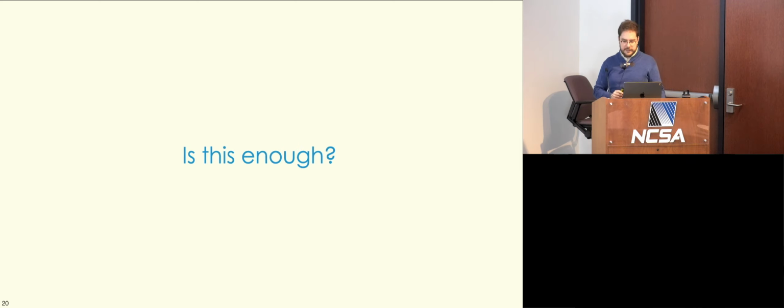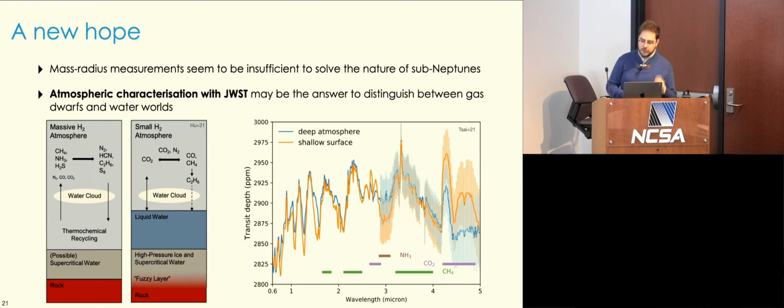So is this enough? Because with the data that I showed you, you can explain these planets with both theories, being either a gas dwarf or a water world. You can choose the theory that is more convenient to you, but you will not get a robust answer. So the hope is now to use James Webb. Mass and radius measurements seem to be insufficient, at least the way that we do them now, to distinguish their nature. There are too many options. You can have many combinations of iron, rock, water, hydrogen to match the density of those planets. It is the degeneracy problem.